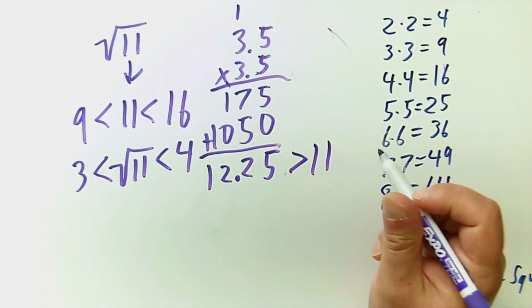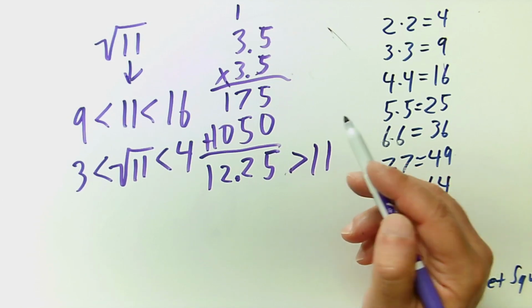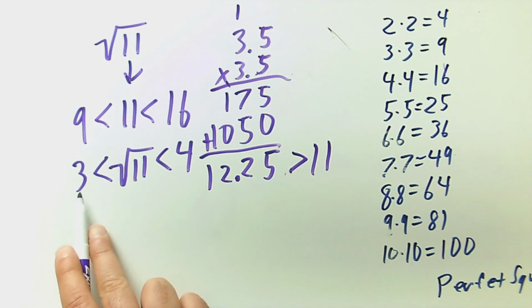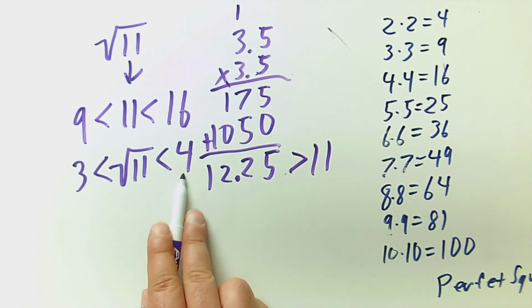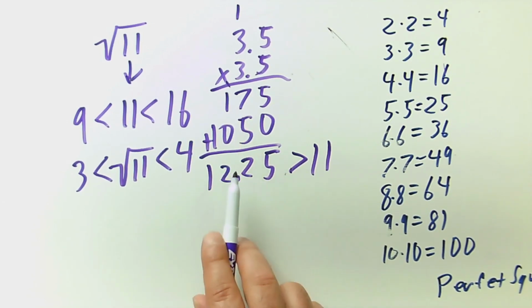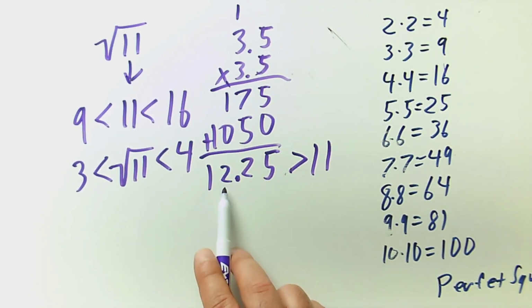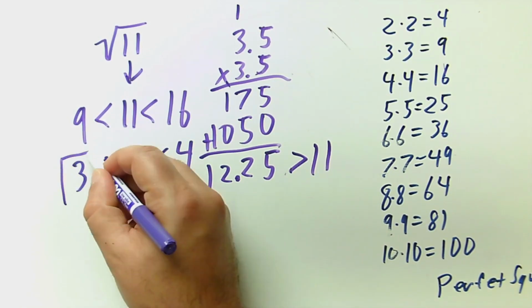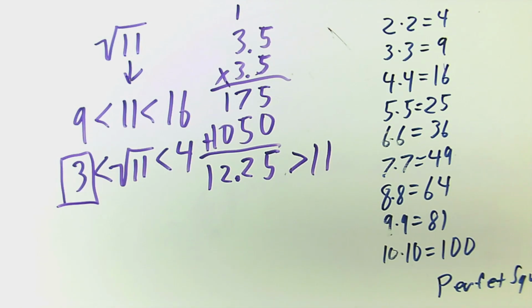So what does that mean? Is the square root of 11 going to be closer to 3 or closer to 4? Since 3.5 times 3.5 is much higher than 11, then it's going to be closer to 3.